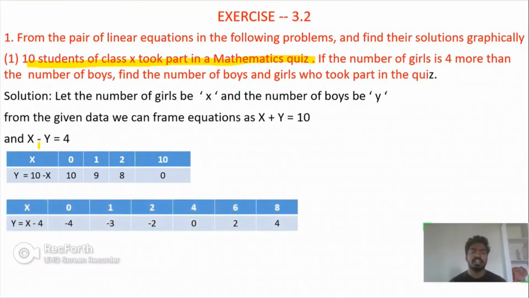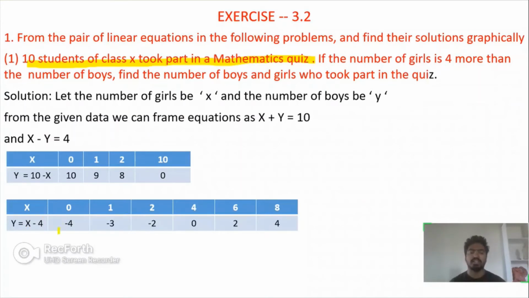Similarly, for the second equation, x minus y is equal to 4, again, to find the table for that expression, we want to find the value of y. We can clearly see that x minus y is equal to 4, so y is equal to x minus 4. If we take x as 0 and substitute in y is equal to x minus 4, then we get y equal to 0 minus 4, which is equal to minus 4.